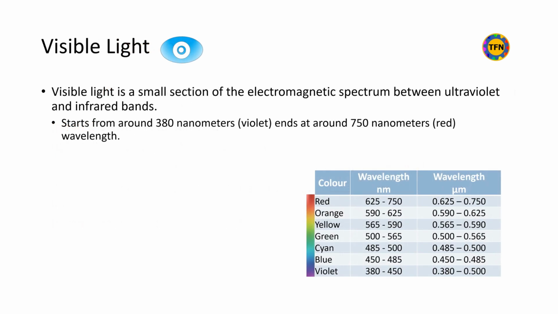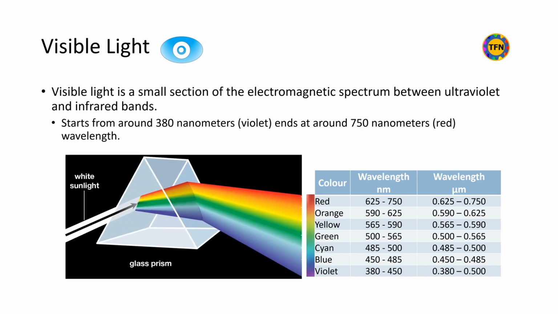Visible light is a narrow section of the electromagnetic spectrum between ultraviolet and infrared bands with wavelength from 380 nanometers, violet, to 750 nanometers, red. When white light is passing through a prism, it is deviated twice due to refraction effect. The different colors of light waves experience a different degree of deviation due to difference in wavelength. This is the reason for separation of white light into its 7 component colors.